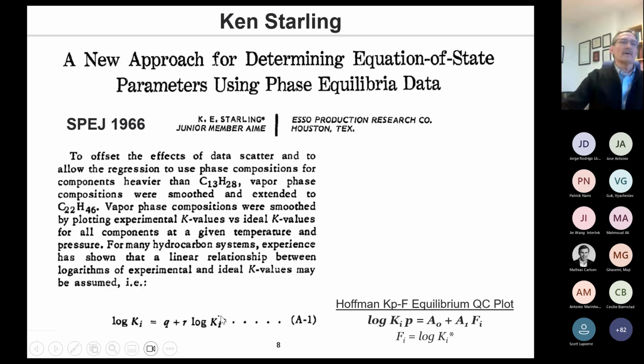Basically the same equation, where this log Ki star is just the K values of a mixture at 1 atmosphere and the temperature of interest, whereas the K values here on the left are the K values of a mixture at pressure and temperature. So it's the same equation, and he makes use of that for QCing and smoothing K value data to use in the tuning.